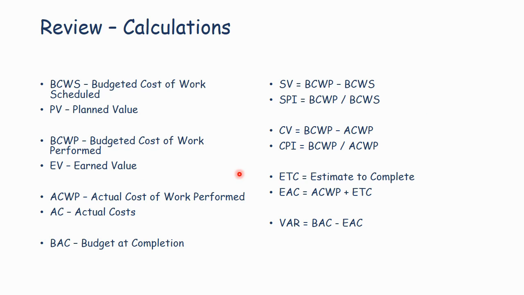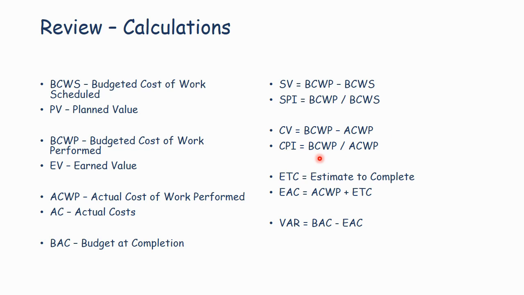Cost variance, likewise, is the budgeted cost of work performed, how much earned value I earn, minus the actual cost to do that work. If I spent less time to do that work than was planned, then this cost variance will be positive. If I spent more time to do that work than was planned, this cost variance will be negative. Negative is an overrun, positive is an underrun.